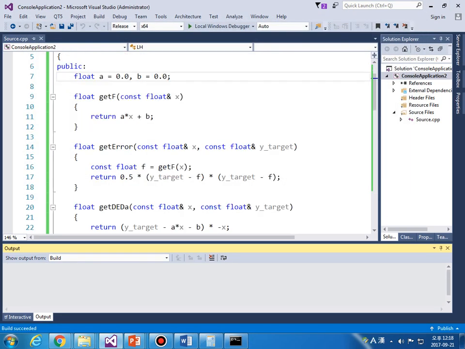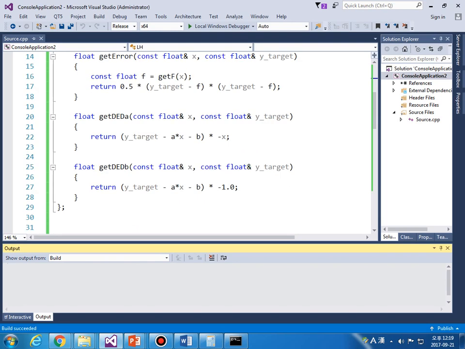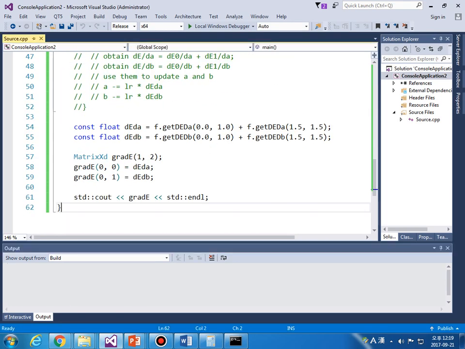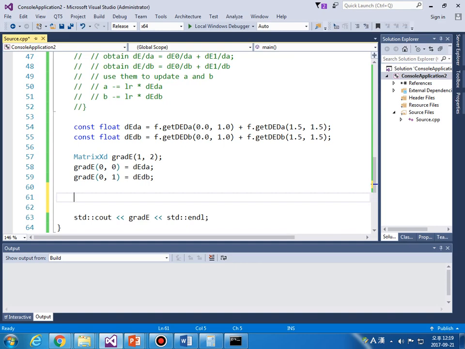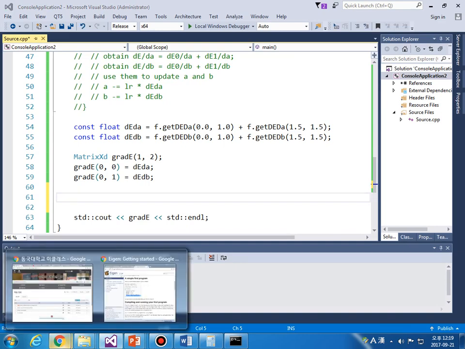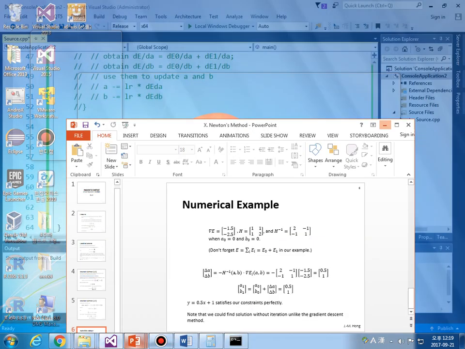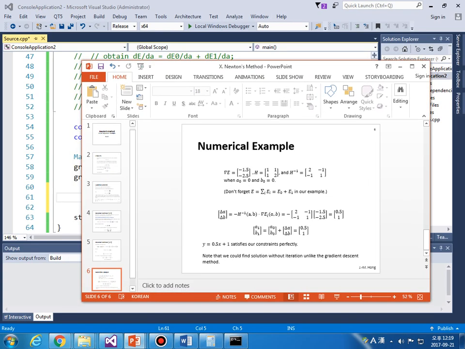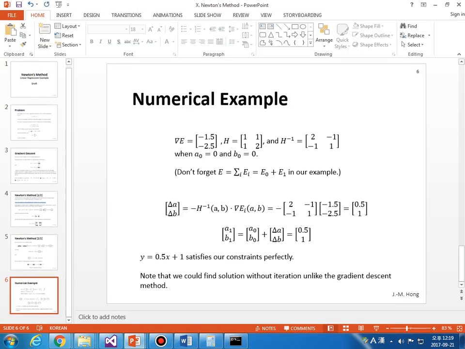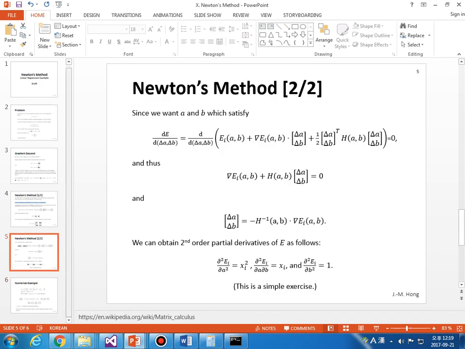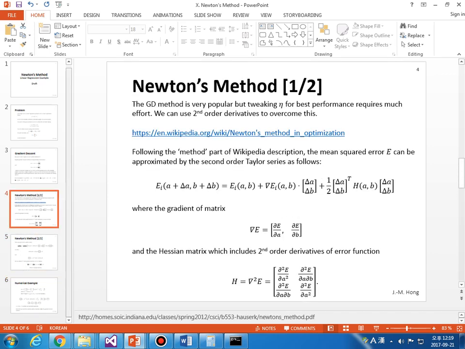Well, I think this should be correct. Okay, and next we can define a Hessian matrix. Let's go back to the slide here. So, the definition of Hessian. So we need second order derivatives.